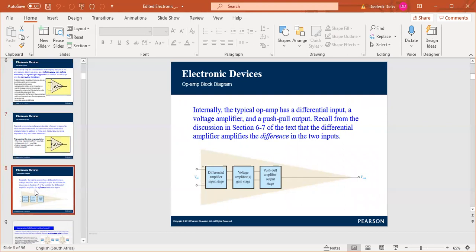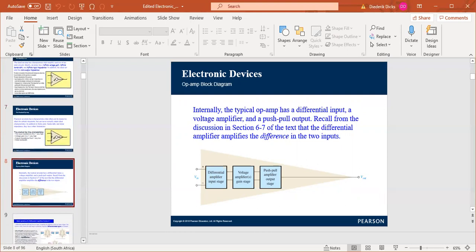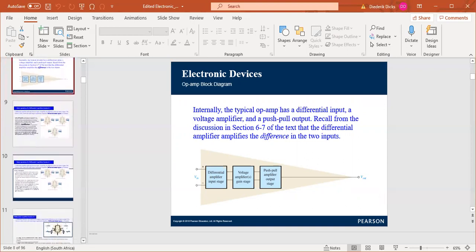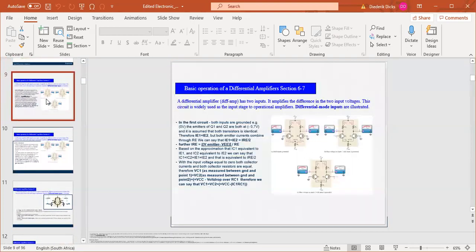If you look at slide 9, you will see that the differential amplifier, or diff amp, has basically two inputs. It amplifies the difference in the two input voltages, and it can be used in single-ended differential input mode or double-ended differential input mode. Just quickly, let's recap what you've already learned in chapter 6.